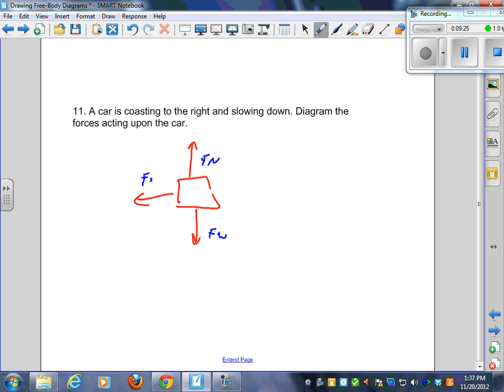Oh, because it's already moving. A car is coasting to the right. That means no applied force. You do not need to show that it's moving. You can figure out that it's moving because if there's friction and no applied force, then it has to be moving and slowing down. What happens when it stops? Does the friction force keep on pushing?